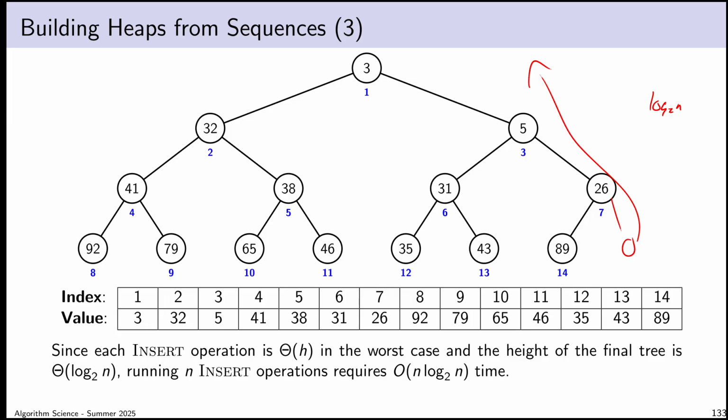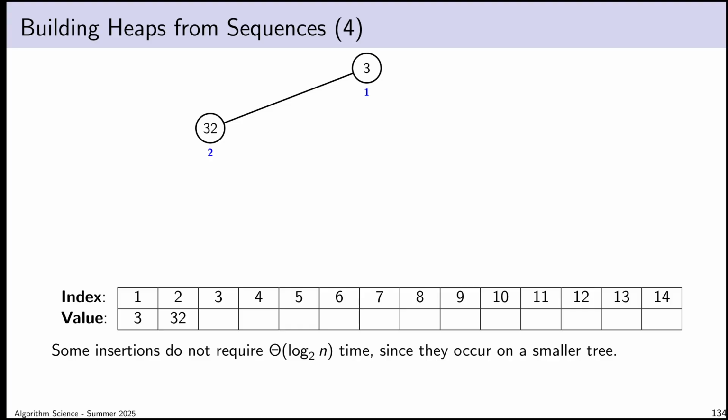But if I'm performing a bunch of insertions starting from nothing, isn't it true that some of the insertions happen when the heap is tiny? I mean, the insertion of the first thing has to be easy. That can't take log n time. I don't have n things to work with yet. I don't even have n over 2 things. So it makes sense that some of my insertions, if I'm inserting an entire sequence at once, do not need to take log n time.